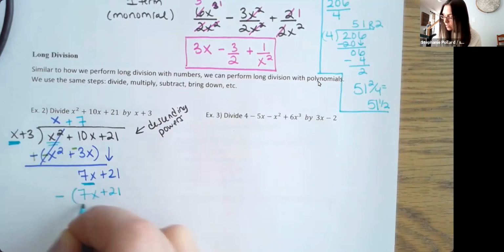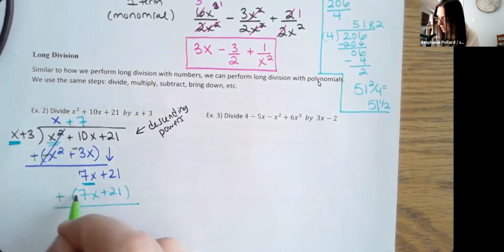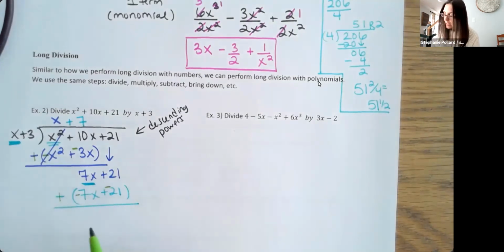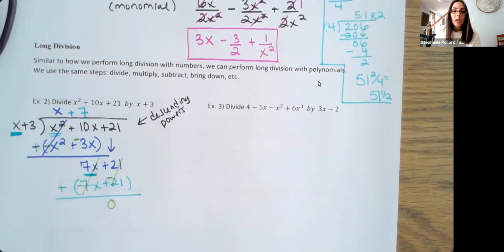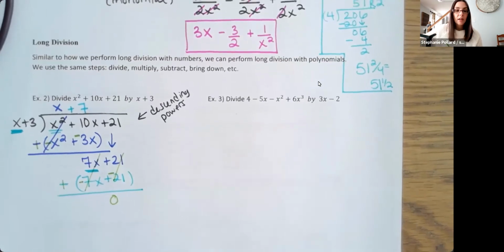Don't forget, though, you are subtracting. So you're subtracting both that 7x and the 21. What happens here is both end up canceling and you have a remainder of 0. So if you have a remainder of 0, you actually have a perfect factorization there.